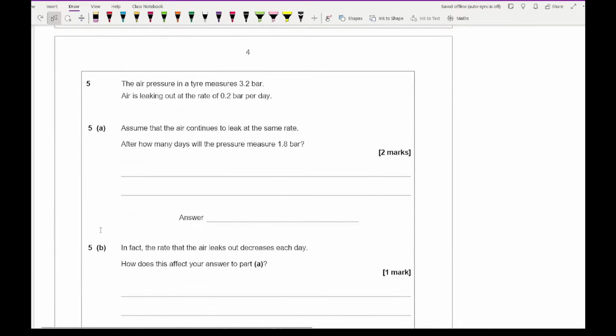Moving on to question 5, it says the air pressure of a tyre measures 3.2 bars. Air is leaking out at a rate of 0.2 bar per day. Assume that the air continues to leak at the same rate. After how many days will the pressure measure 1.8 bars? So for this, we need to do 3.2 minus 1.8, in which we get an answer of 1.4, and then we need to divide that by 0.2. So using this fraction, we need to work this out. If we multiply both numbers by 10, we get 14/2, which makes it a lot easier to get our answer of 7 days.